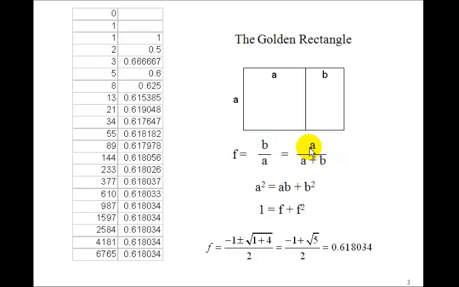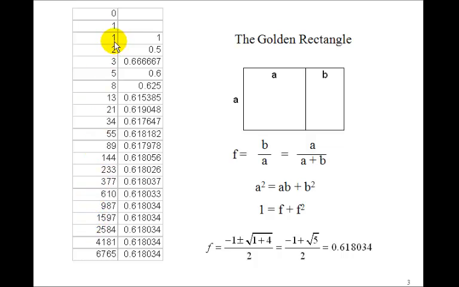If you cross multiply here, you'll get A squared equals AB plus B squared. If you divide by A squared, you'll get 1 equals B over A plus B over A squared, call it F. And then if you solve this quadratic equation for F, you find that the ratio F is 0.618034.